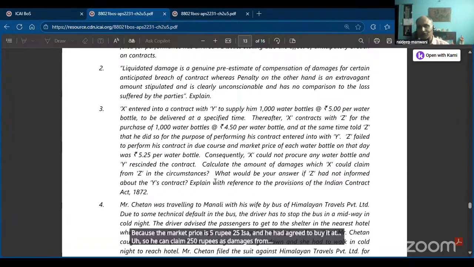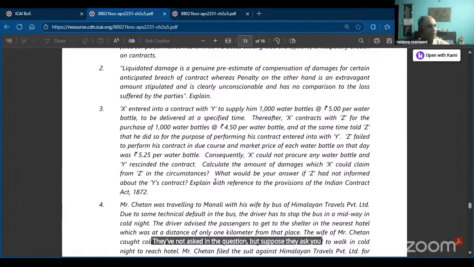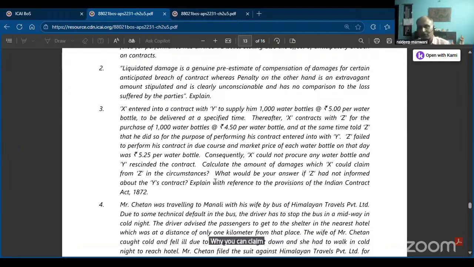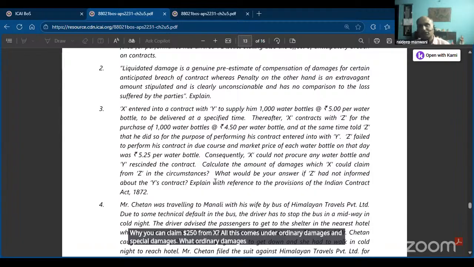They've not asked in the question, but suppose they ask you, you can say Y can claim compensation, ordinary damages of 0.25 into 1000, that is 250. X can claim either 500 rupees if he had told him, and if he hadn't told him, 750. Y can claim 250 from X. All this comes under ordinary damages and special damages.